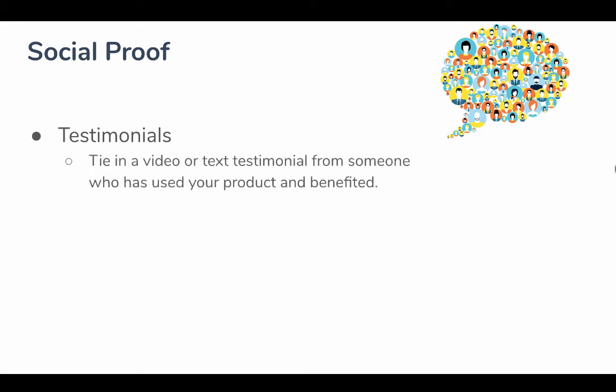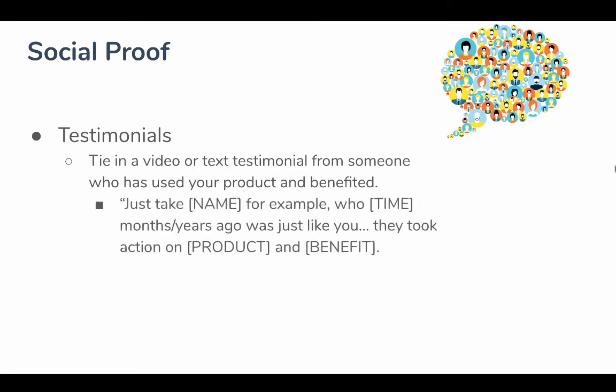Then we get into social proof, where you want to include some testimonials. These can be either a video or a text version from someone who has used your product or service and benefited. A good way that I like to do this is to tie it in with the previous part. We're talking about a benefit in the previous section, and then say, just take Bob, for example, who 1 year ago was just like you. They took action on this product and their life has changed for the better, right? It's really about making this story relatable to the person watching this video, and really driving home the benefit and making it realistic. And then we want to introduce another call to action, which is CTA number 2.